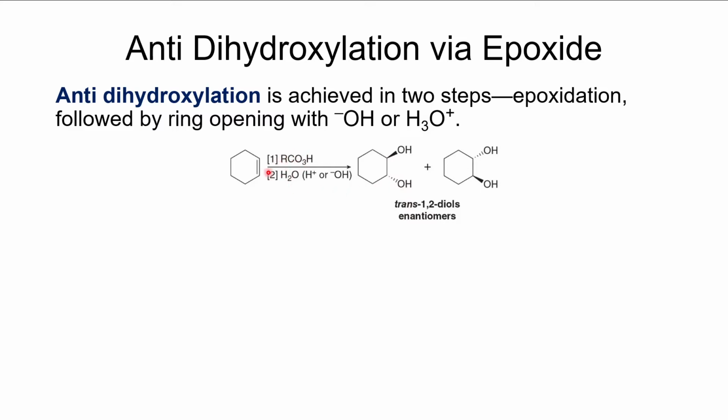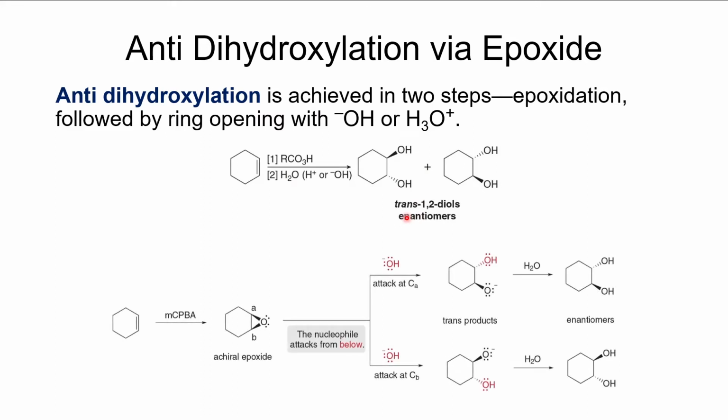So in the first step, we'll make the epoxide, and in the second step, we can cleave that epoxide using water with acid or water with base. It works on either one. If you're looking for the mechanism for that, you can go back to chapter 10, and it talks about cleaving epoxides. And both of these will work to give us a 1,2-diol that is trans.